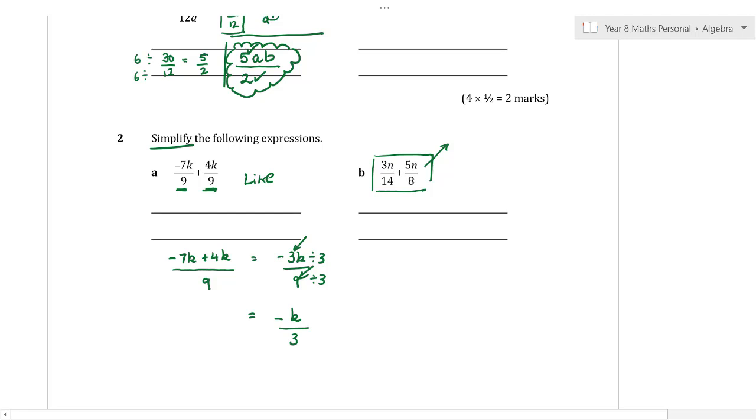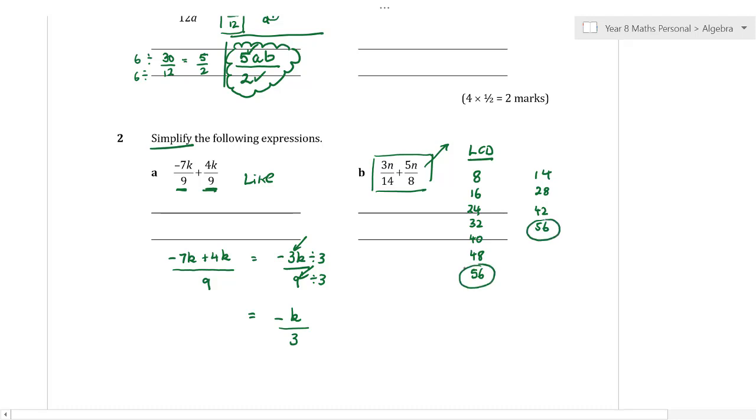Usually you'd have numbers which are a little bit easier to find the lowest common denominator, LCD, we can say. Now, the lowest common denominator for these two things, we've got 8 and 14. Let's do the multiples of 8: 8, 16, 24, 32, 40, 48, 56. And if I do 14: 28, 42, 56. Look at that.